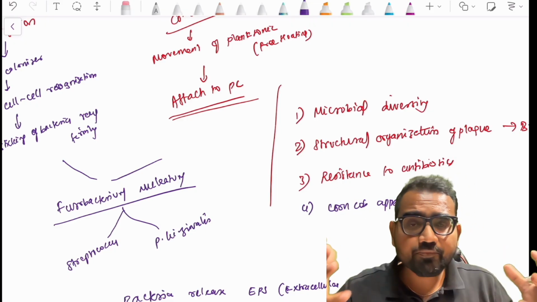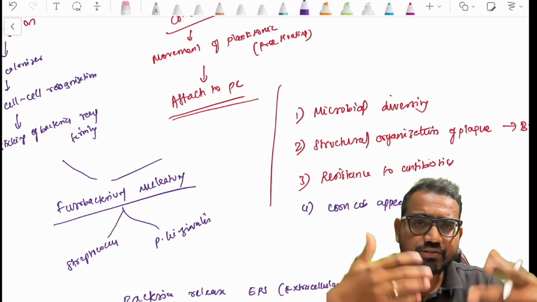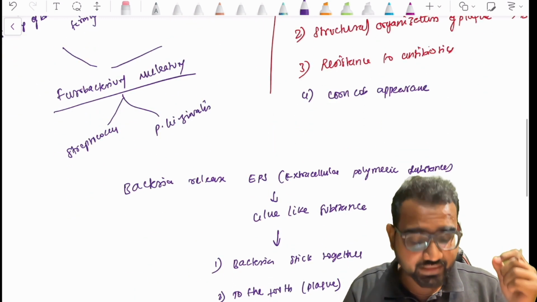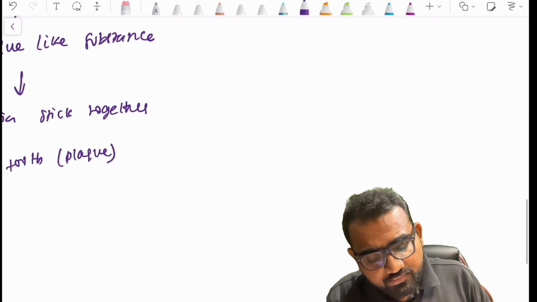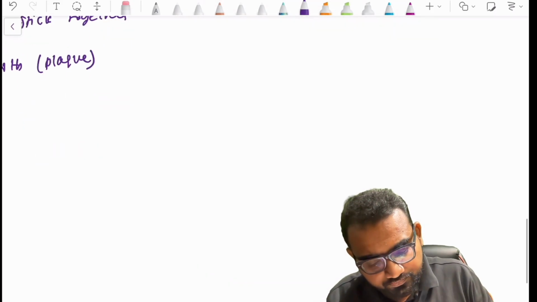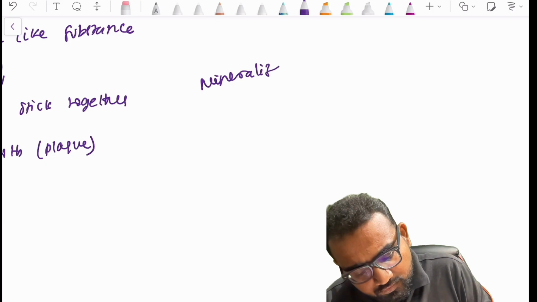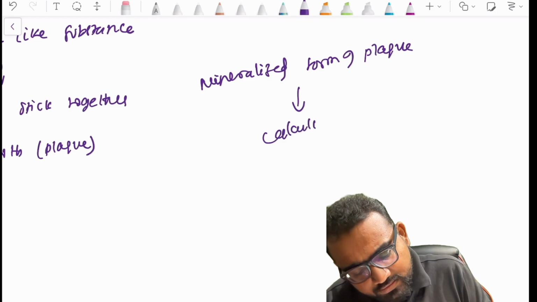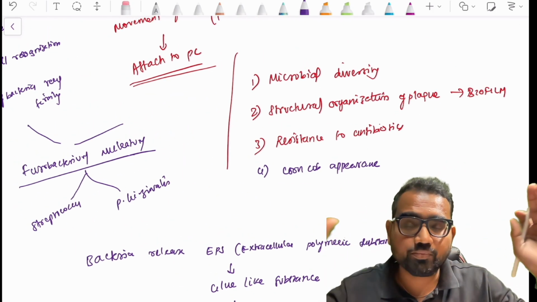So obviously once the plaque is formed, it matures. What do we mean by maturation? That is, secondary colonization is called maturation. Once the plaque matures, it undergoes mineralization, and that is what we are going to call calculus. So calculus is a mineralized form of plaque. We'll talk about calculus in the next session. So this concludes the plaque formation.